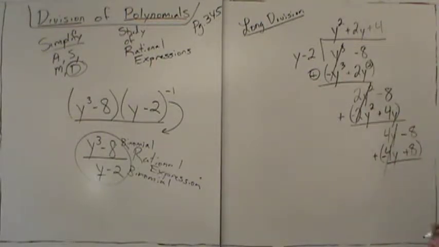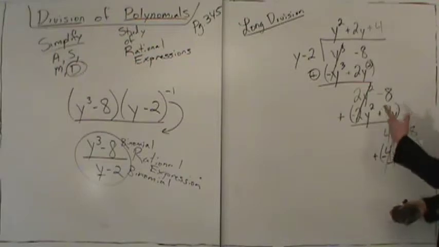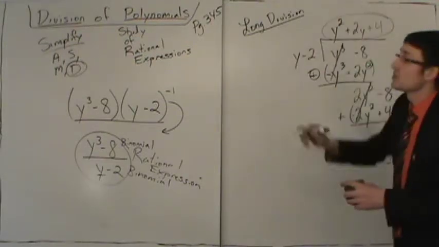4y plus negative 4y cancel. Negative 8 plus 8 gives what? 0. So we get a remainder of 0. And our final answer is y squared plus 2y plus 4.